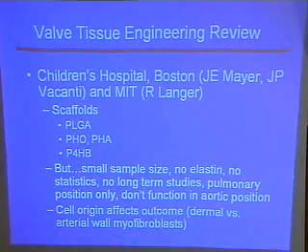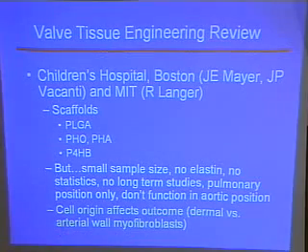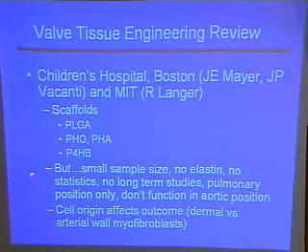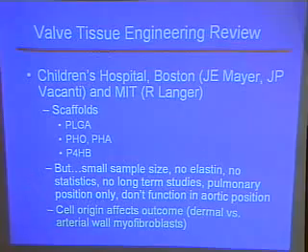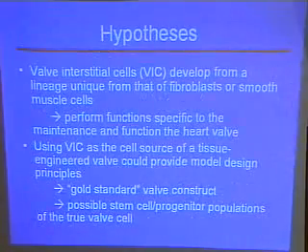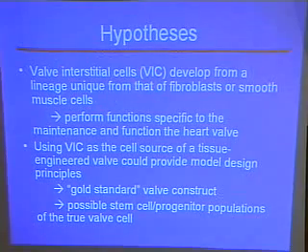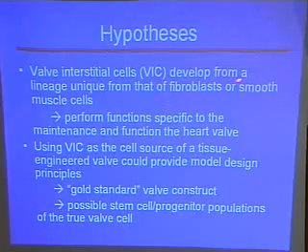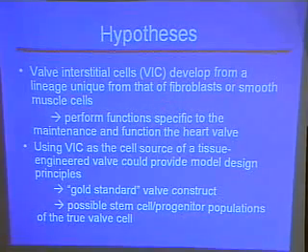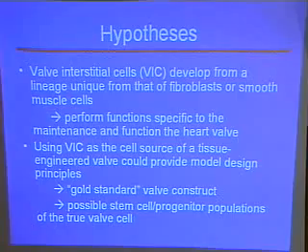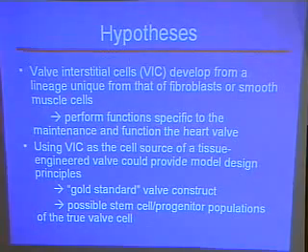Specifically, they found that the arterial wall myofibroblasts performed superiorly to dermal fibroblasts when seeded into the scaffolds. So the idea that the cell origin affects the outcome and performance of tissue engineered valves led us to the following hypotheses. So we believe the valve interstitial cell, or VIC, which is the main cellular component in the native or natural valve, developed from a lineage that is unique from that of fibroblasts or smooth muscle cells, and thus perform functions that would be specific to the maintenance and function of the heart valve.